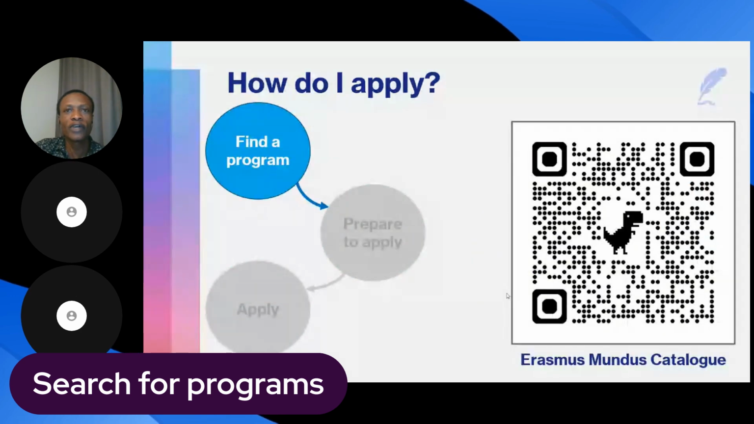And for the first part of finding a program, this is where you find the program, the Erasmus Mundus catalog. So you can scan this QR code, or if you also search for Erasmus Mundus catalog in your favorite search engine, it should give you a particular link, and then that is where we can search for Erasmus programs. So I'll bring up my browser real quick, and then we will go through this search together.